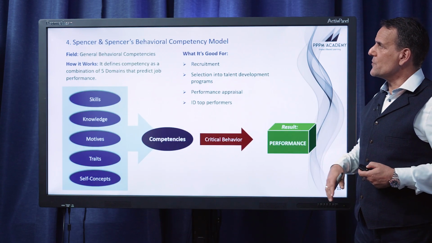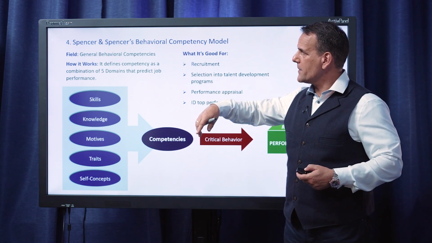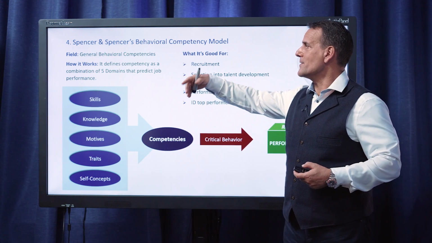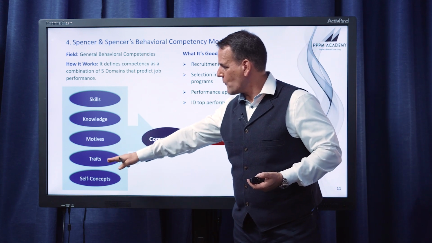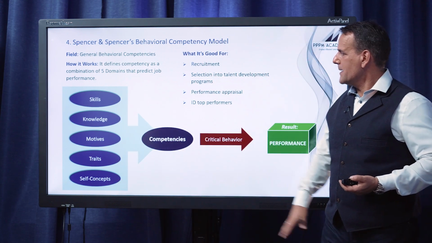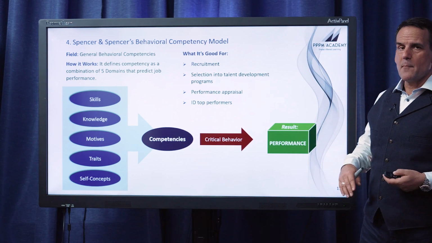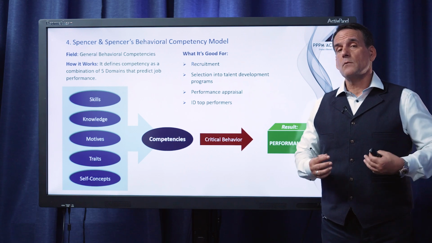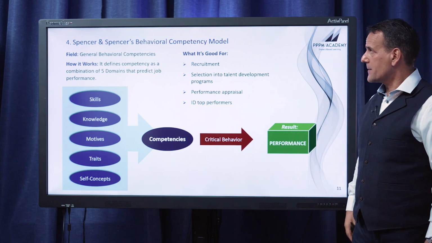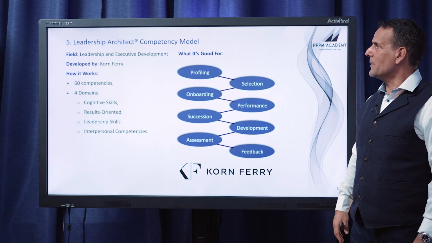Then we have the Spencer and Spencer behavioral competency model. It comes from general management and defines competencies in 5 domains. Those 5 domains are skills, knowledge, motives, traits, and self-concepts. These competencies go into critical behavior, which creates and generates performance, okay? Once again, a different framework with similar elements, okay? All of these models are basically used for the same thing.